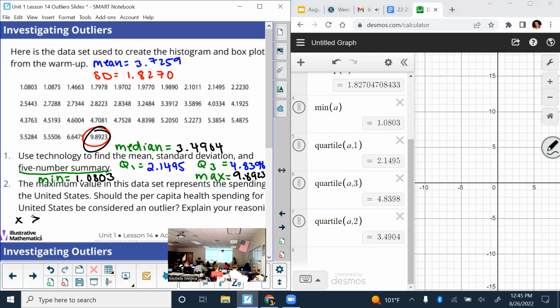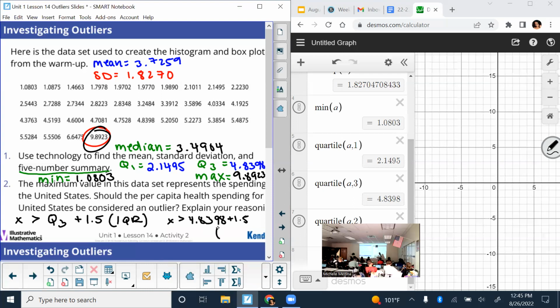So that formula is x greater than Q3 plus 1.5 times the IQR. So it's an outlier if the number is greater than the Q3, which we said is 4.8398 plus 1.5, and then I'm out of space. I'm going to put it times the IQR. What's the formula for IQR? Q3 minus Q1. I could just do it separately and then plug it in, but I'm just going to write the whole thing in there.